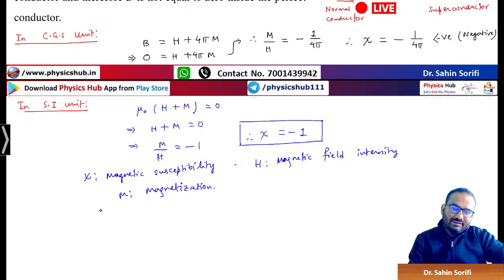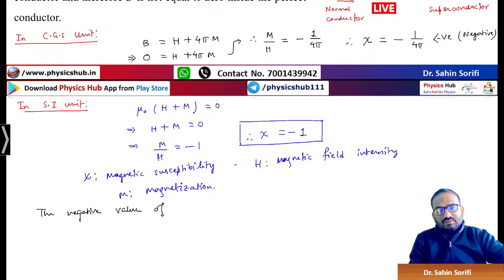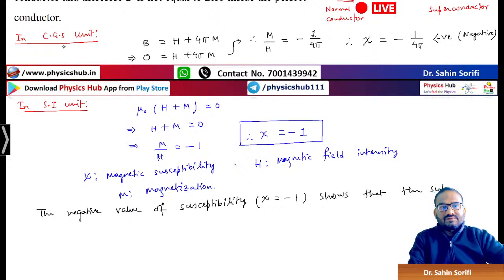So this negative value of susceptibility, chi is equal to minus 1, shows that the superconductor, this in a CGS unit, in an SI unit, this all we have done for a superconductor, where superconductor is not for a normal conductor.